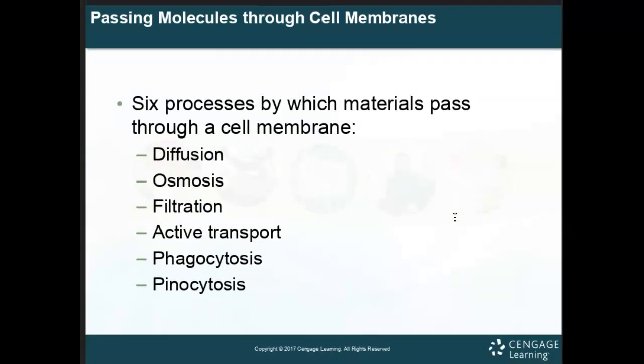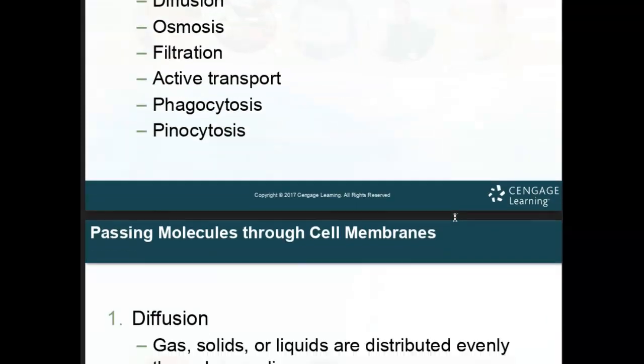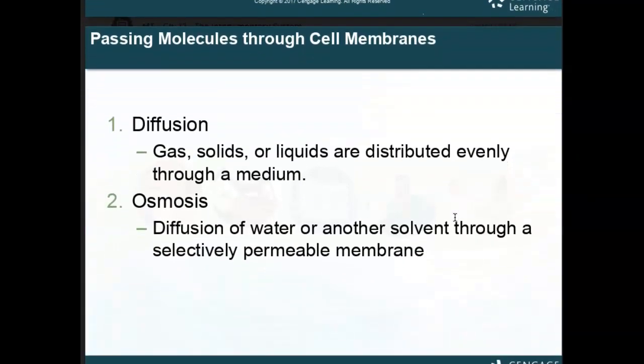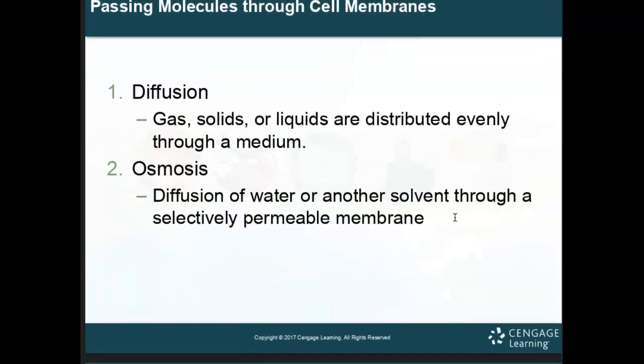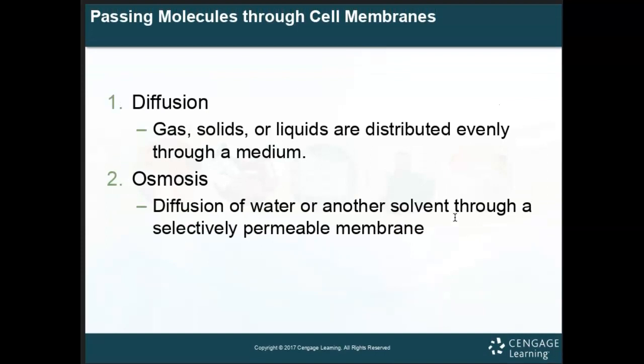Passing molecules through cell membranes, there are 6 processes by which materials pass through a cell membrane: diffusion, osmosis, filtration, active transport, phagocytosis, and pinocytosis or pinocytoses. You can say that either way. So with more information on passing molecules, let's talk a little bit more in depth about what these do.